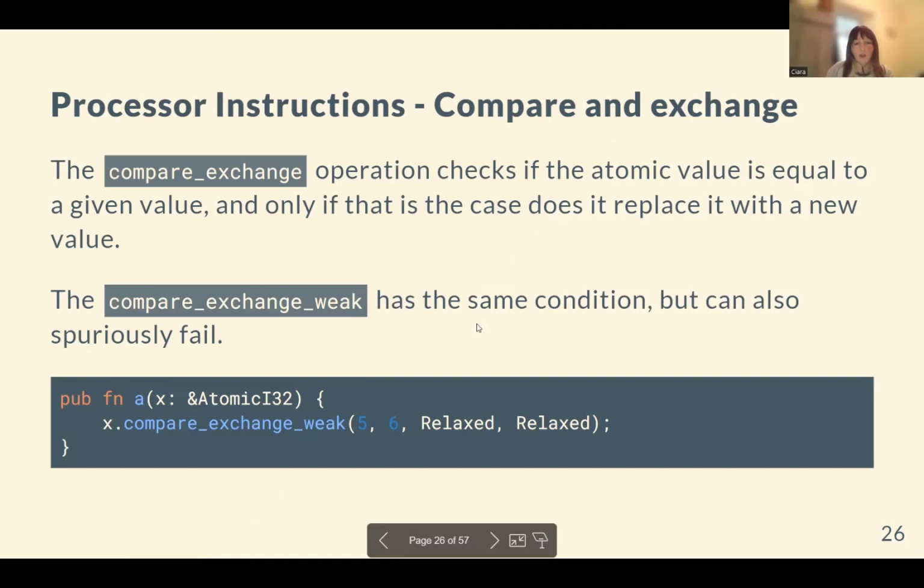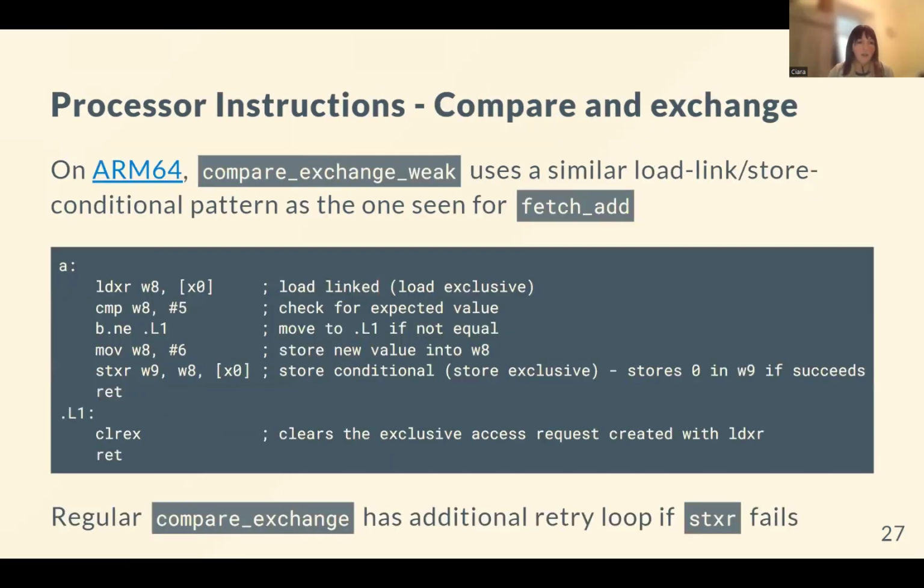There is also compare exchange weak in Rust, which has the same condition that you can only store the value that you want to store if the old value is what you expect it to be. But what makes it different to regular compare exchange is that it's allowed to fail. So the value can be unchanged, but it can still fail to store it. And you can see how that's going to interplay with this when we look at an example.